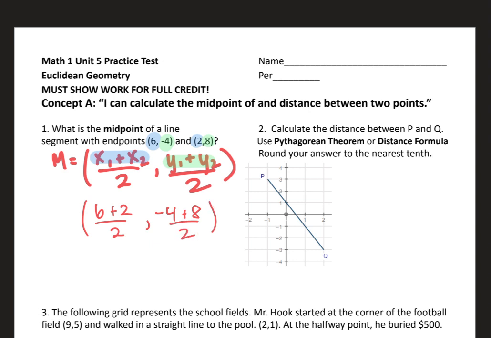So 6 plus 2, that's 8, and 8 divided by 2 is 4. -4 plus 8 is 4, and 4 divided by 2 is 2. So the midpoint is going to be (4, 2).